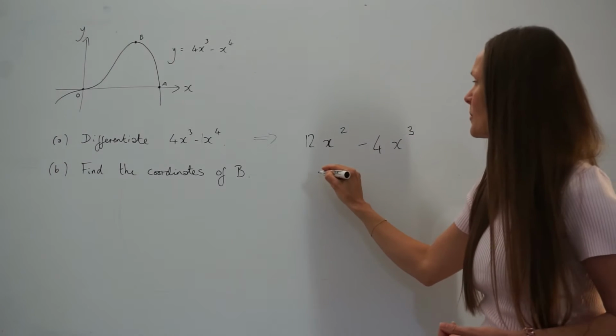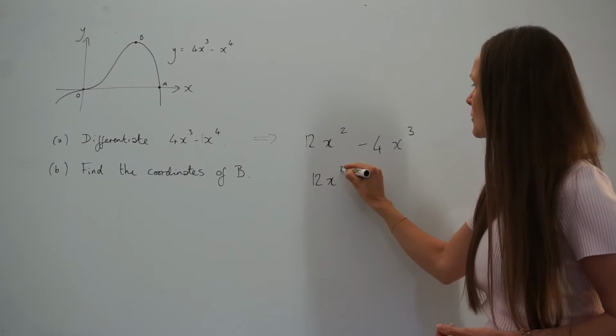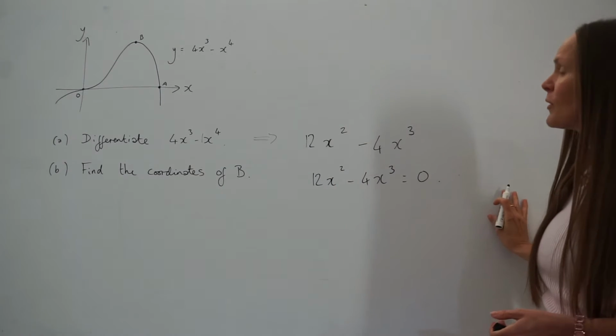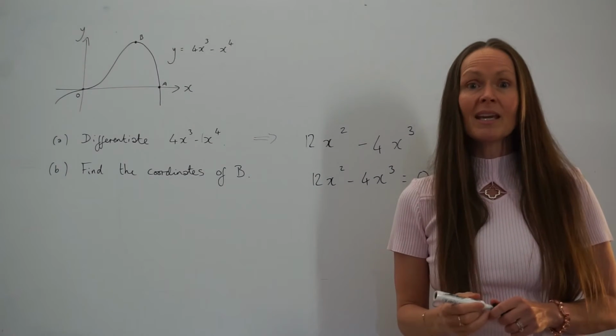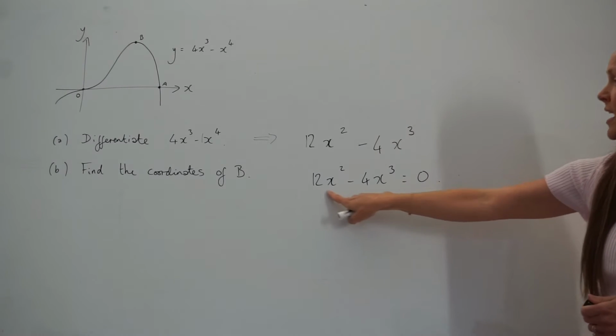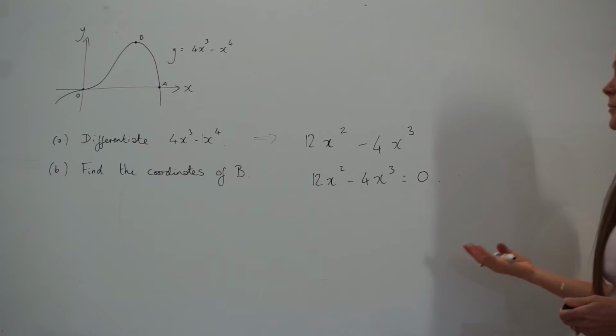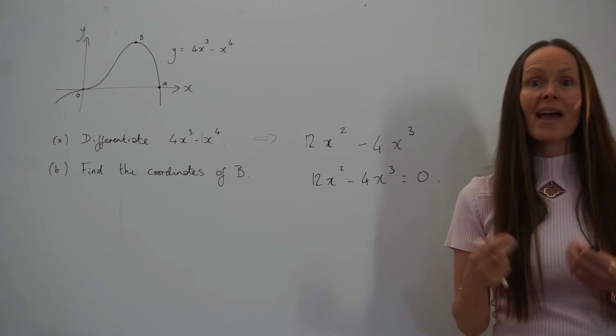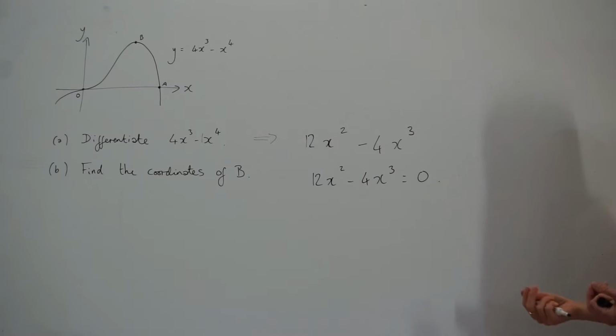So that's my first step. This gradient that we just worked out is equal to 0. If we're working out the coordinates of B, it means we have to work out the value of x and y for the coordinates. Here I have an equation in x, so I'm going to solve this equation for x, and that will give me the x coordinate of B to begin with.